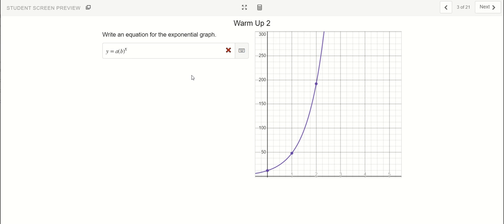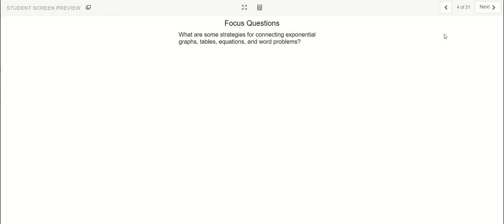We can find the same information from a graph. Here we see that our 0 point, our initial value, is at 12. So I'm going to replace a with 12. And notice that from height 12 to height 48, we're multiplying by 4. 12 times 4 gets us to 48. So our multiplying pattern is times 4.